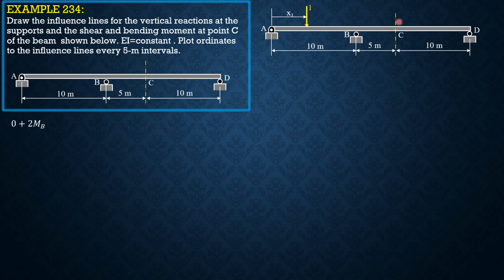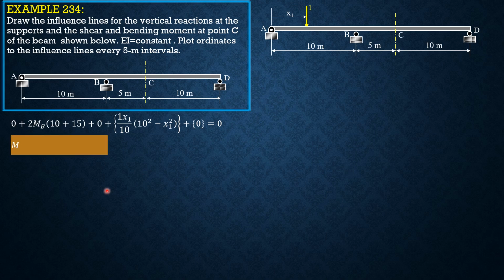So 0 plus 2 MB, quantity 10 plus 15, plus moment at D 0, plus 1 times x1 over 10, quantity 10 square minus x1 square, for 6A1A over L1, 6A2B over L2 is 0 because EI is constant. So 6I is 1, treated as 1. Then equal to 0 because there are no conditions on support movements. Simplifying, MB is equal to negative x1 over 500, quantity 100 minus x1 square.